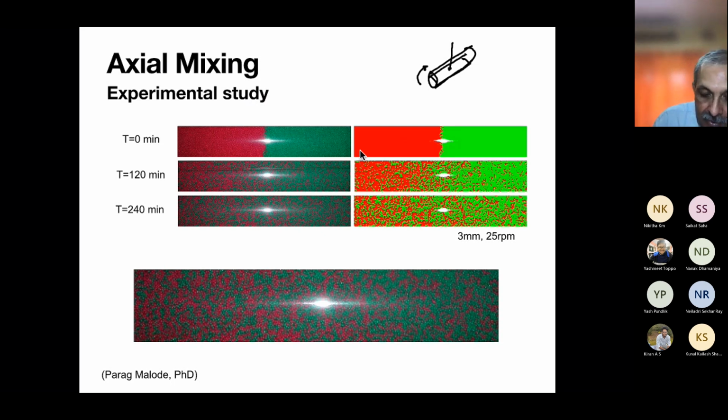Now, if you want to get something quantitative, these are experimental photographs, but you can do what is known as image analysis.